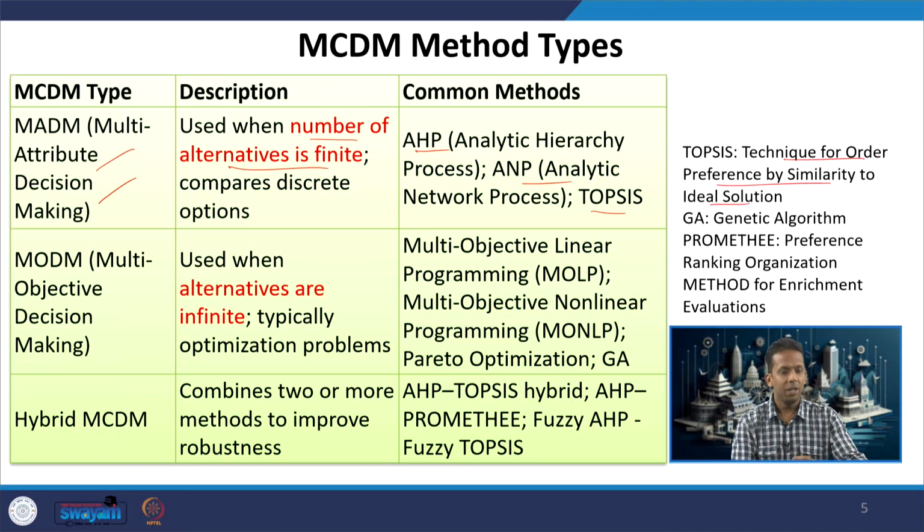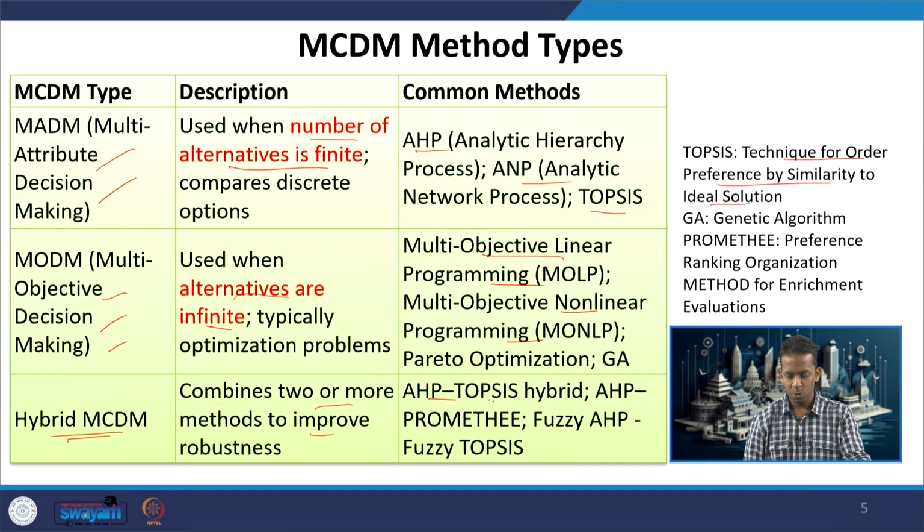And the second type is multi-objective decision making, and this is used when alternatives are infinite, and in those cases we typically use optimization processes like Pareto optimization or genetic algorithms or multi-objective linear programming or non-linear programming. Okay. And then the third, it is not a type, but if we have a combination of more than one method, we typically call it a hybrid multi-criteria decision making method, which combines two or more methods to improve the robustness of the decision making process.